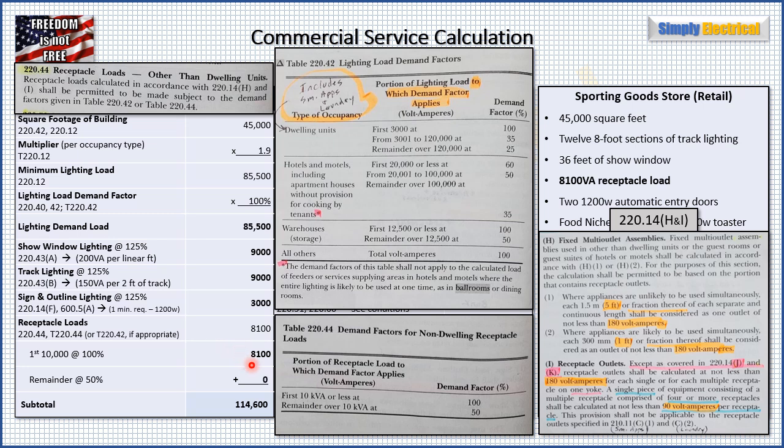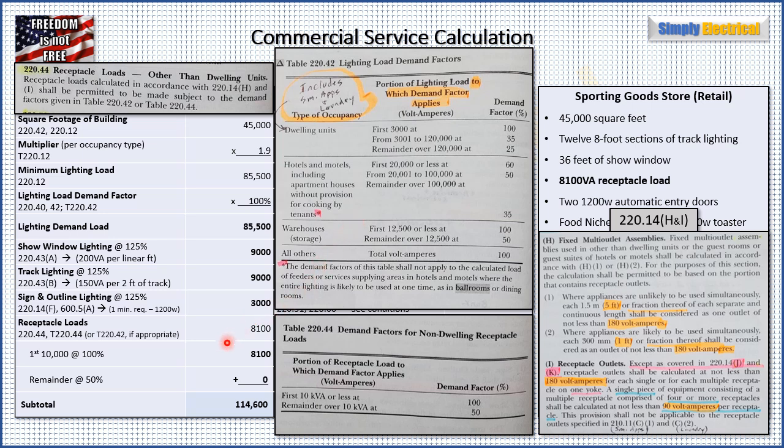Okay, but if we had more than 10,000, then we would take the remainder of that at half value, 50%. And that's what I have written here. So the first 10,000 is at 100%, the remainder at 50%. So in our case, it didn't matter which table we used, but once we get over this 10,000 threshold, it does make a difference. Then this becomes the better table. So in most cases in commercial, you're going to use this table for your receptacles. I'm just going to tell you that's probably going to be the case. Unless you're doing hotels, motels, and apartments without cooking provisions, then you're probably going to want to use this table. So anyway, that's the difference for those two.